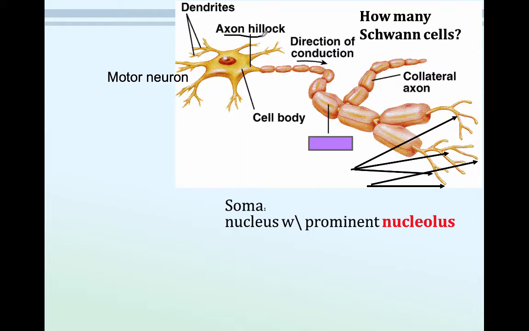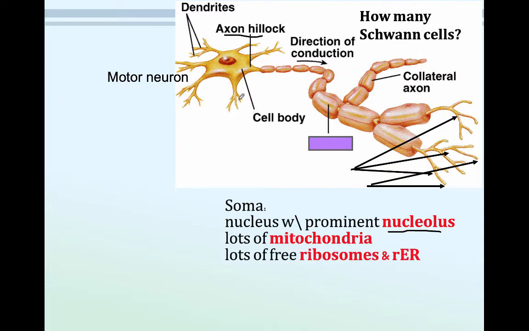The soma tends to be large. It usually has a big nucleus with a very prominent nucleolus. The other thing that we find in here, which they're not showing you, would be lots of mitochondria. And then in addition to that, there should be lots of ribosomes and rough endoplasmic reticulum. And so when you see that, you should say, okay, this tells me that these neurons are making lots of protein. That's what they're making.